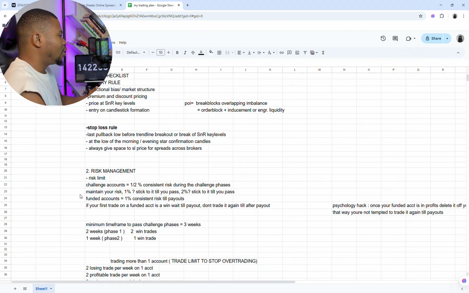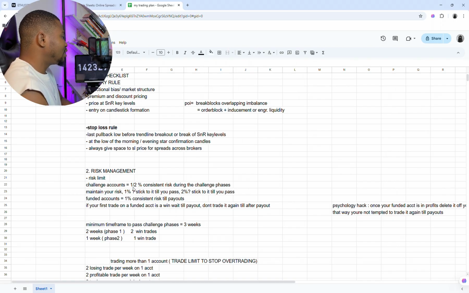If I want to have 10 trials on a particular account, I have to go with 1%, because that gives me room to trade comfortably. That means before I can actually lose the account, I have to lose 10 trades in a row. But if I want to go aggressive and get the challenge phases done as fast as possible, I usually go for 2% consistent risk. And if I start with 1%, I continue with 1%. I'm consistent with the risk till I either pass the challenge or maybe blow the account.